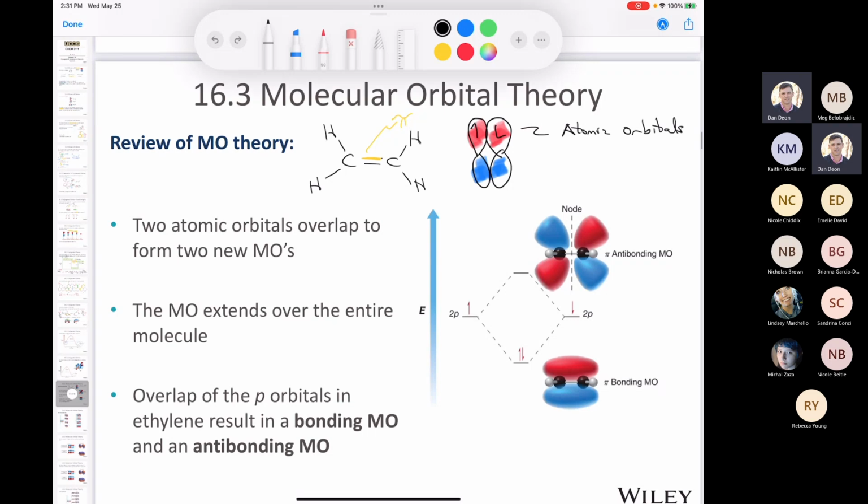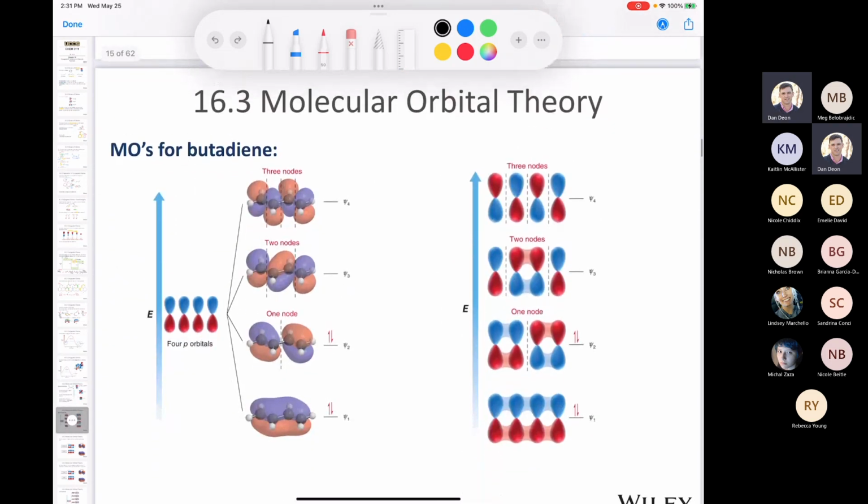Well, that's the simplest possible MO diagram I can think of that I could show you in organic chemistry. But once we go to butadiene, or 1,3-butadiene, which is this molecule here, we've already looked at it today. We looked at the S-cis and the S-trans. I'll just draw the S-trans like this. We know that there are 1, 2, 3, 4 p orbitals. So if we have 4 atomic orbitals, they can overlap to make 4 molecular orbitals.